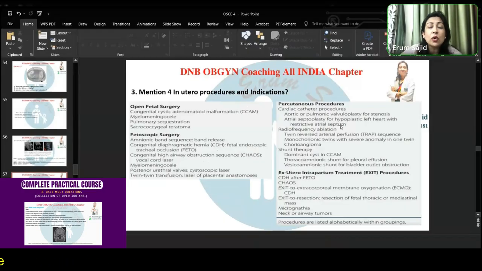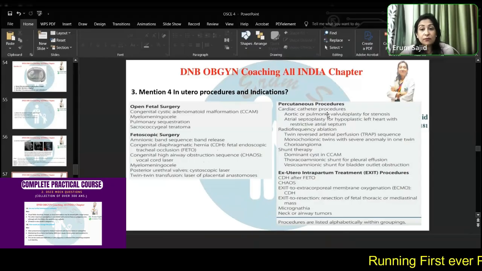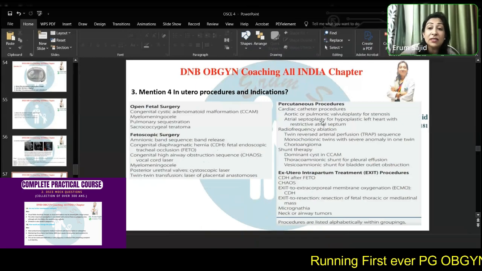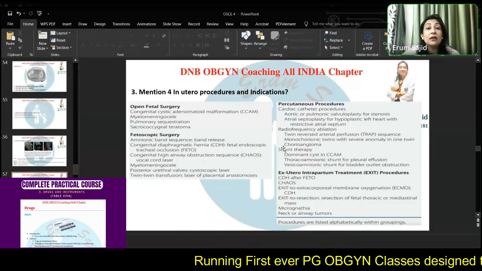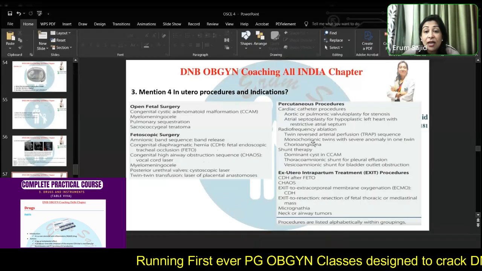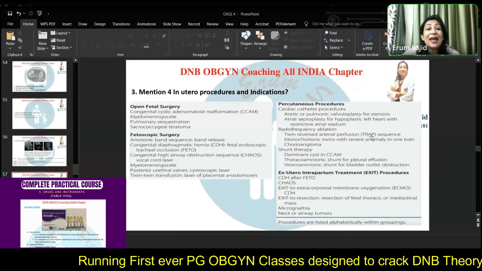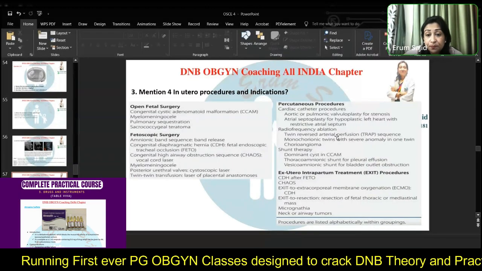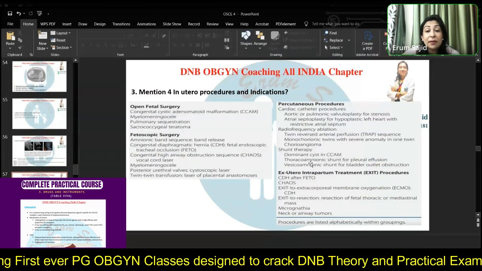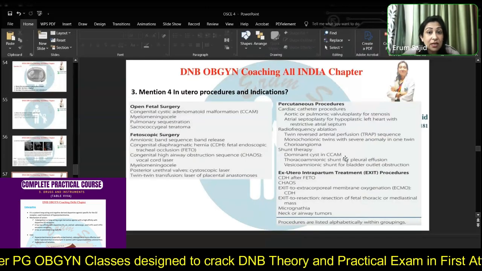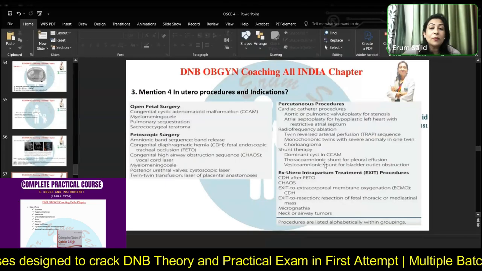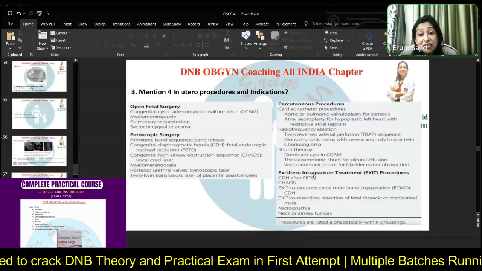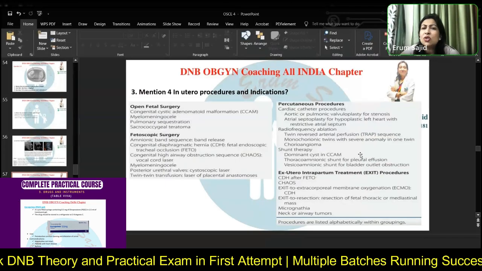Then percutaneous procedures, you have many percutaneous procedures, especially cardiac catheter procedures for aortic or pulmonary valvuloplasty for stenosis. If you have really bad stenosis and the baby will be dead in utero, you try to do that. Then you do TRAP, you do a radiofrequency ablation. Not only that, you do a shunt therapy in CCAM, congenital cystic adenomatoid malformation. And you always do thoracoamniotic shunt for pleural effusion. Not only that, vesicoamniotic shunt for bladder. This you should always remember.